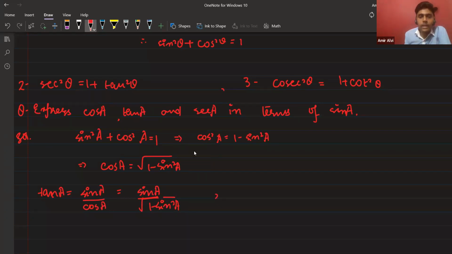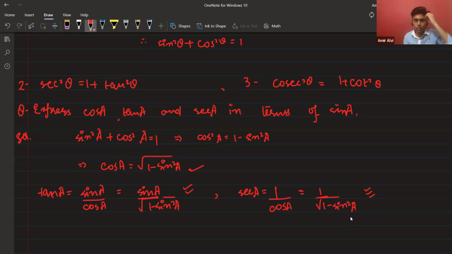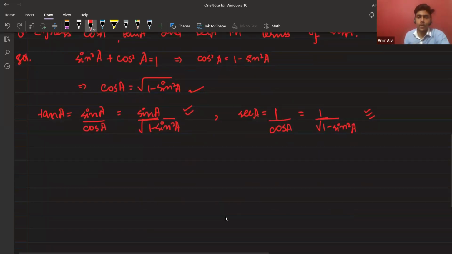Okay, now tell me what is the value of sec A? Sec A is 1 by cos A, that would be 1 by root of 1 minus sine square A. Very good. So these are all the three terms: first term, second term, and our third term. Faz, Adil, got it? Yes or no? Yes, sir. Understood? Okay, very good.